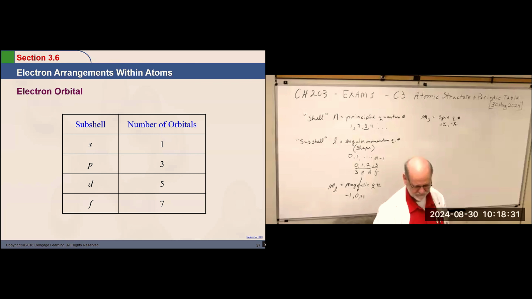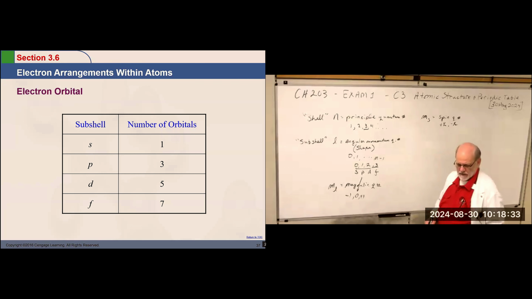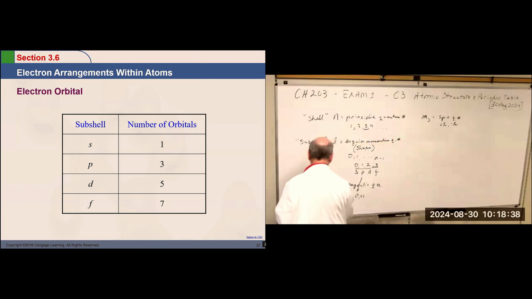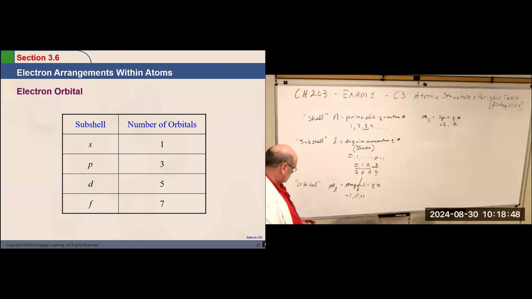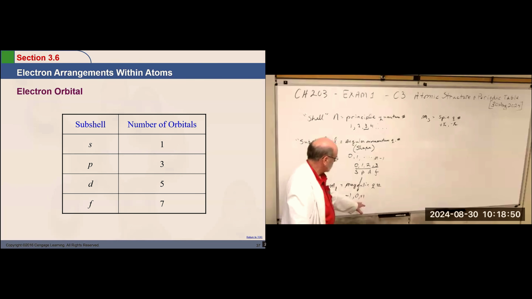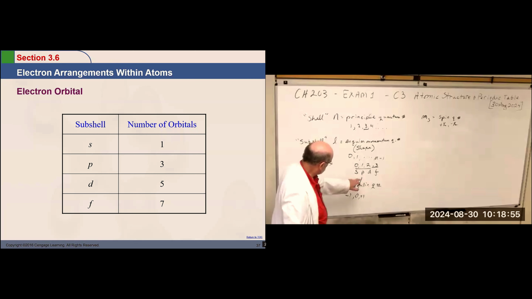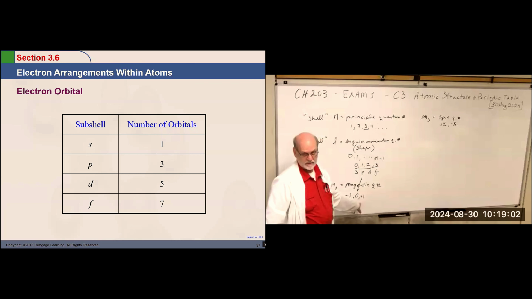Okay. So the number of, shell, subshell, this is called an orbital. So for each one of these orbitals, it can only hold 2 electrons. So if we have a P subshell, we can have 3 orbitals. And how many electrons? Maximum 6. 2 times 3.